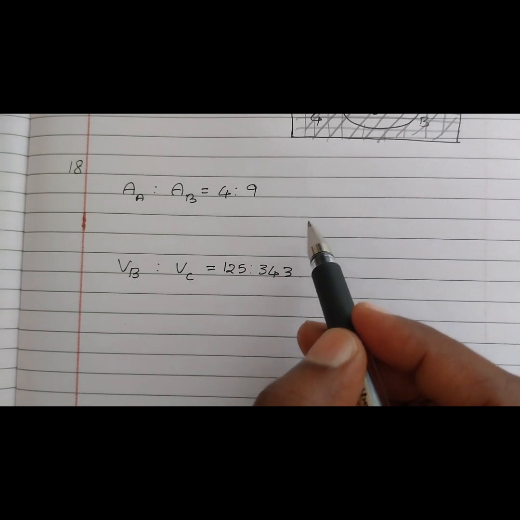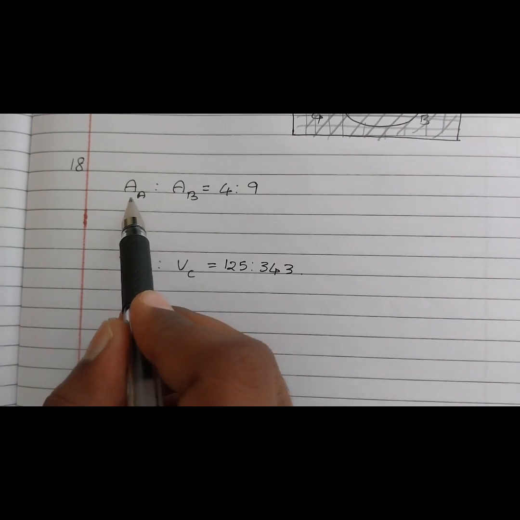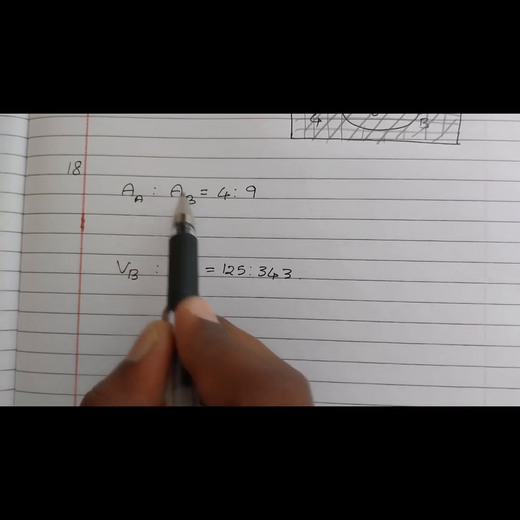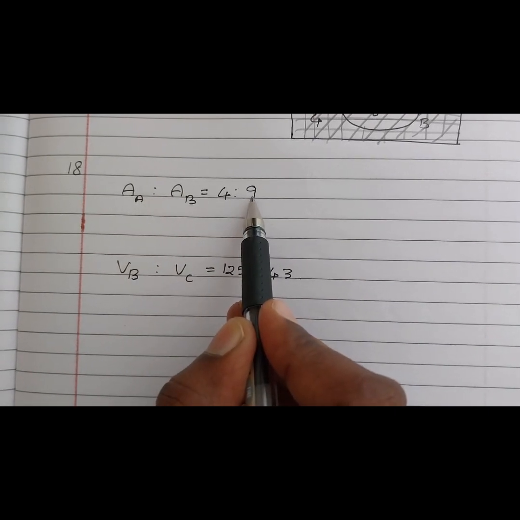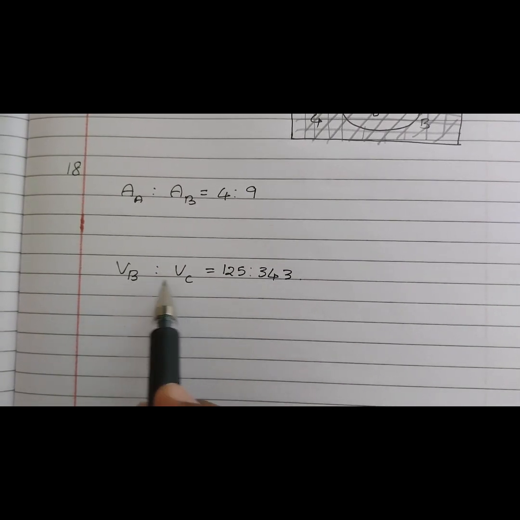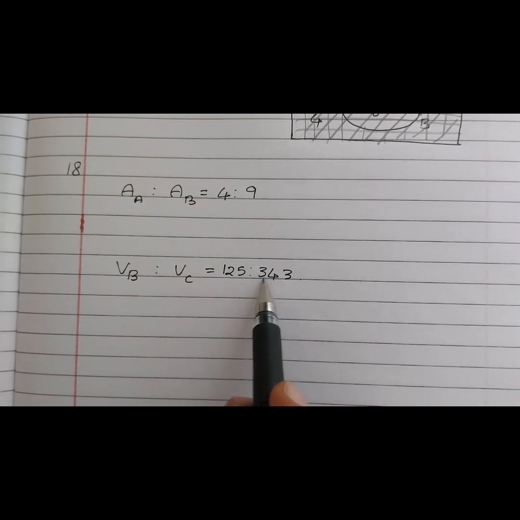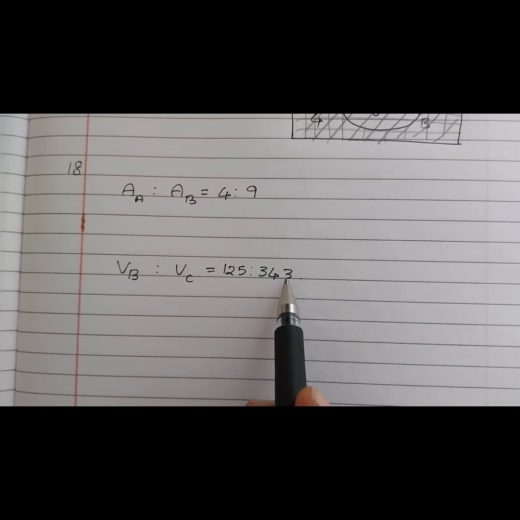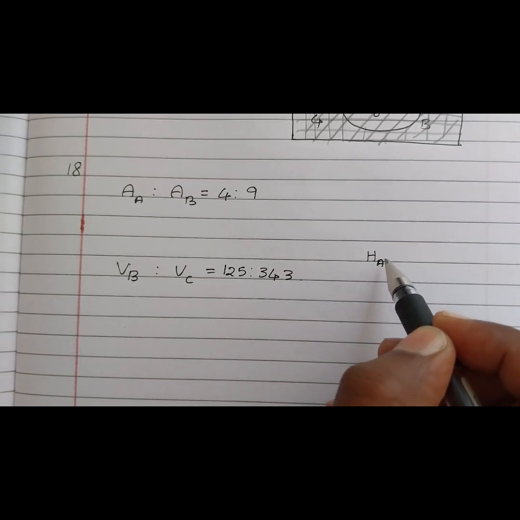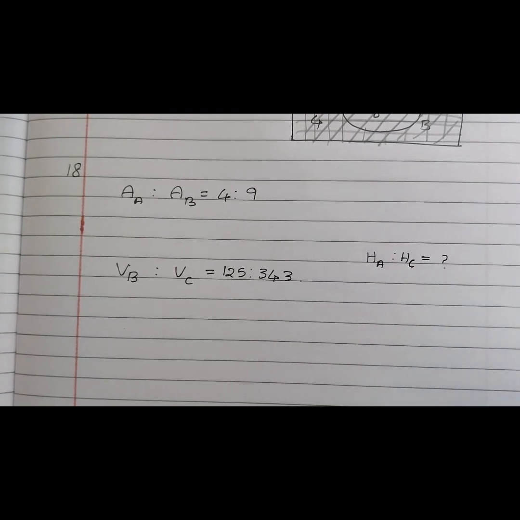Next, question number 18 is from the topic similar shapes. In the question they are given the ratio of areas of shape A and shape B. Area of A is to area of B is 4:9, and the ratio of volumes of the next set of shapes B and C is given as volume of B is to volume of C equals 125 is to 343. Now your aim is to find out what is the ratio between height of A to height of C. This is what you need to find.